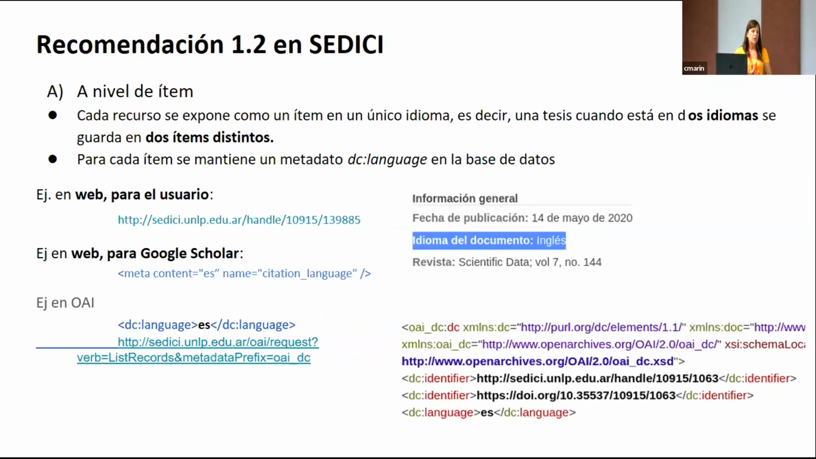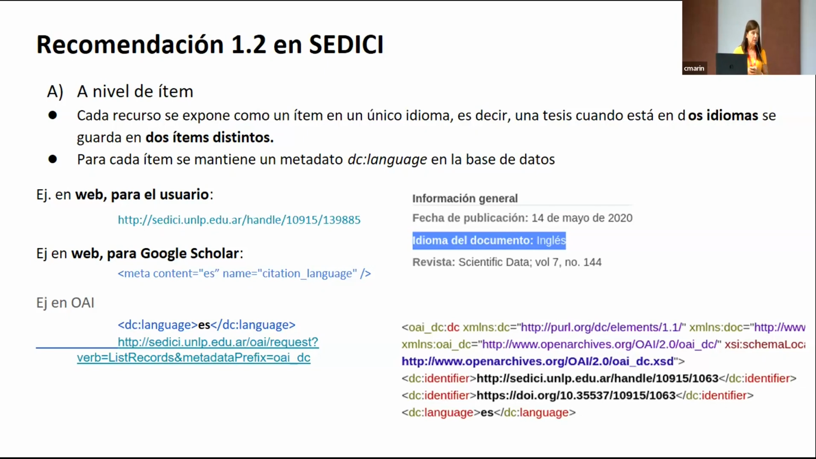¿Cómo es el caso en nuestro repositorio CEDICI? A nivel del ítem, primero que nada, CEDICI en un ítem expone solamente un registro y un archivo en una lengua, es decir, no trabaja con múltiples lenguas. Si yo tengo un trabajo en inglés y ese mismo trabajo en español, voy a utilizar dos ítems para la descripción y agregado del bitstream en cada uno de los casos.